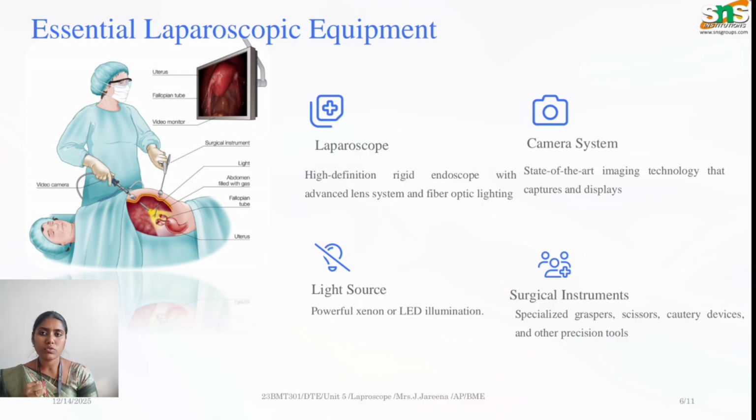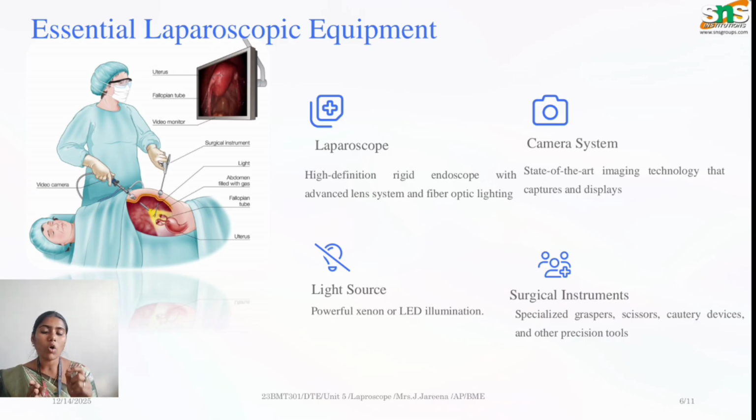It's a rigid endoscope with a lens system, and then we have camera systems which are kept outside to visualize what is there inside the body, that is, the target organ. And then we have a light source, because the light source is very important to illuminate the targeted area to visualize with even more clarity.